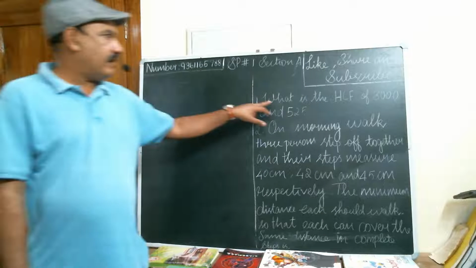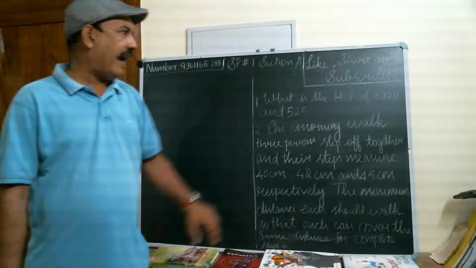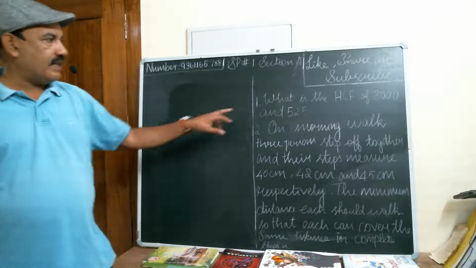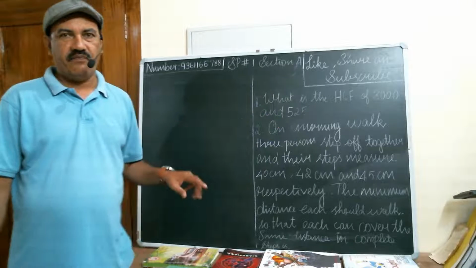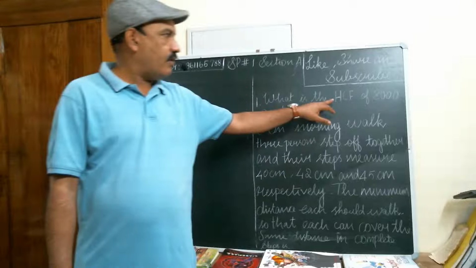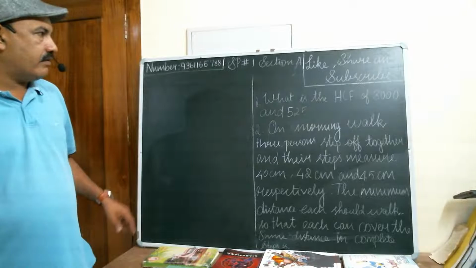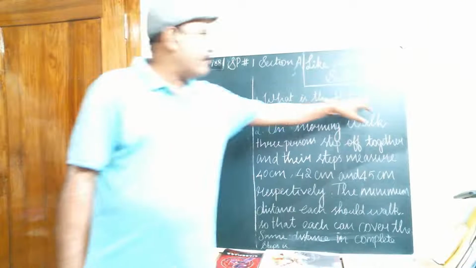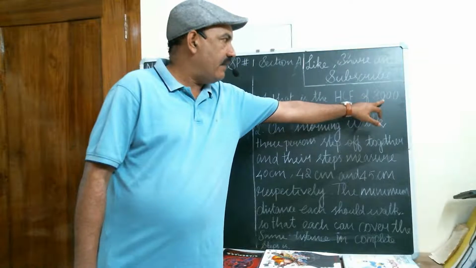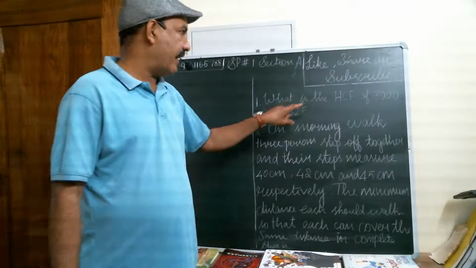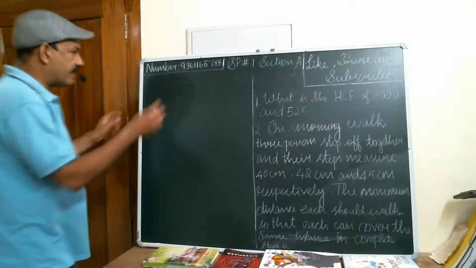Now the first question is, what is the HCF of 3000 and 525? They are talking about the highest common factor. How do we do that? We first convert the numbers into prime factors. So, prime factorization of 3000 and 525 separately.